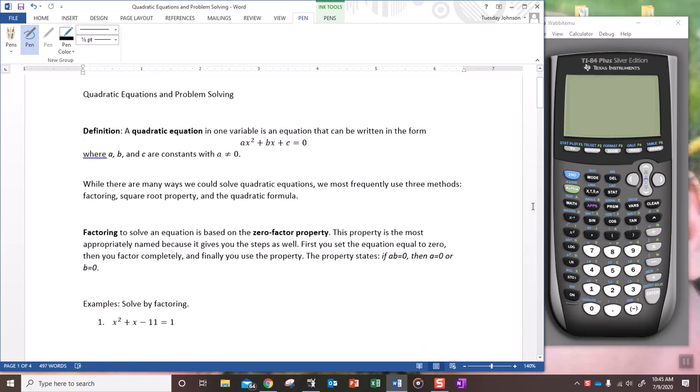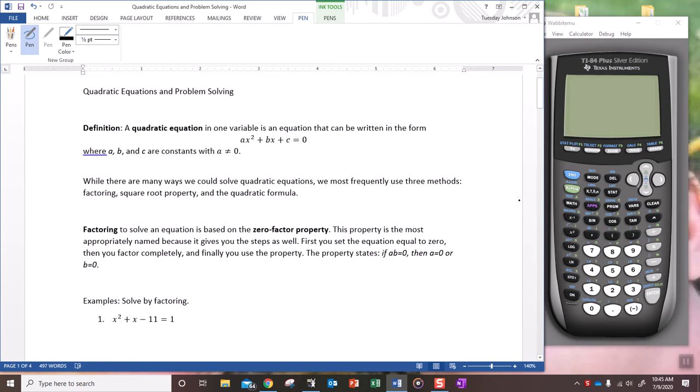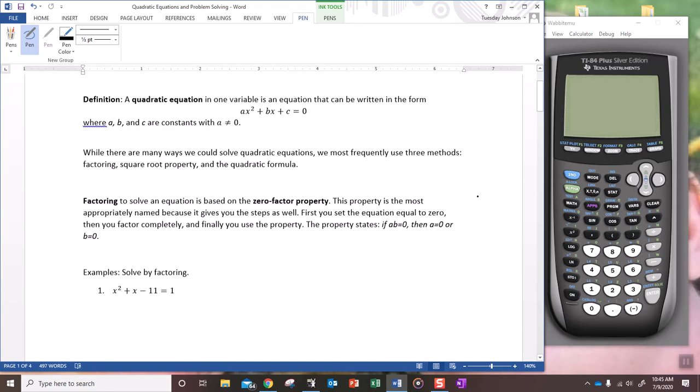So there are many ways we could solve quadratic equations, probably too many for me to list here off the top of my head. But there are three that we focus on: factoring, the square root property, and the quadratic formula. These are kind of the big three of solving quadratic equations. So let's talk about factoring first.